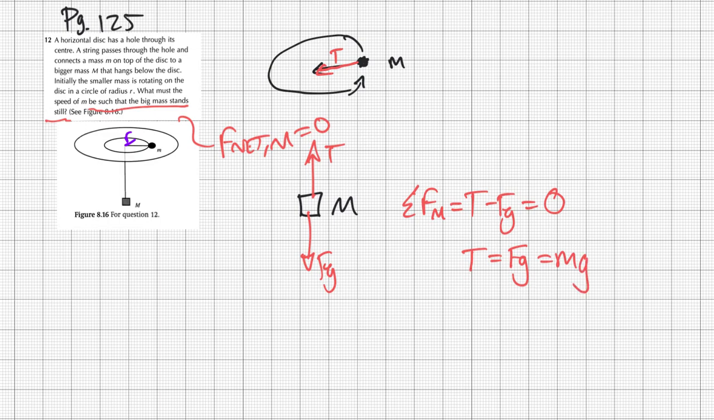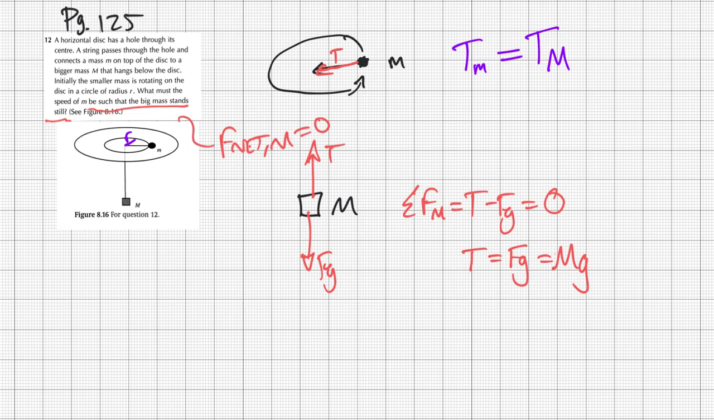And what we're also going to know is that the tension in the little mass is going to equal the tension in the big mass, because it's one string, so the tension everywhere is going to be exactly the same. So that gives us our centripetal force, because it's the tension force that's causing the centripetal motion. This gives us what that value is going to be. And actually I'm going to change this to big M, so we can designate the two.